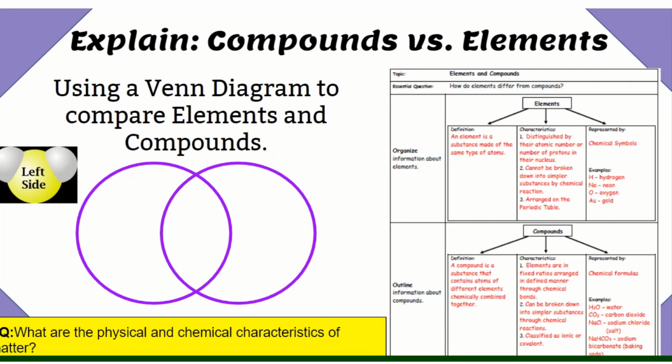Okay, now draw a Venn diagram on your next page, and we're going to compare elements and compounds. Remember, what is in common between elements and compounds goes in the middle. What's different goes on the outside. And label your circles: which one is elements and which one is compounds.